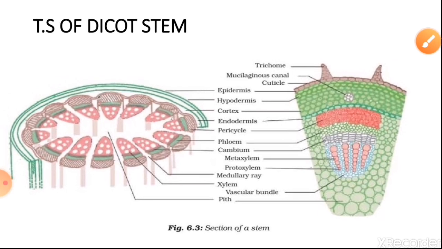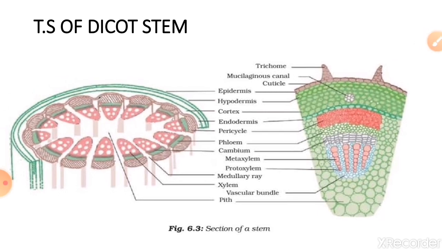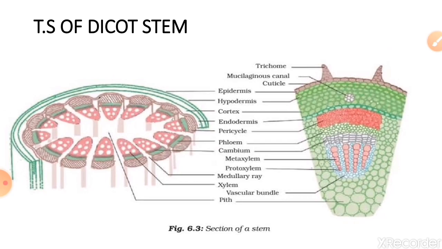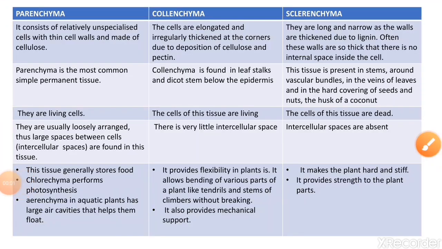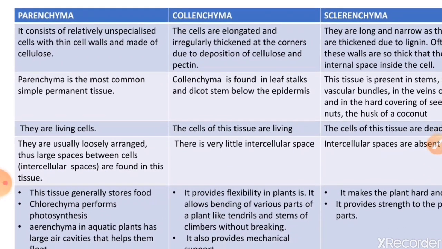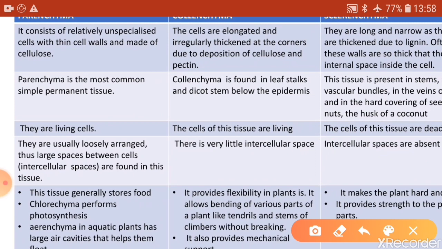So this is a TS of dicot stem that shows the location of all the three types of simple permanent tissues. There is a comparative account of all the three types of simple permanent tissues. Just let us go through this once. The parenchyma tissue, as I told you, is made up of unspecialized cells, and the cell wall is very thin and mainly made up of cellulose.